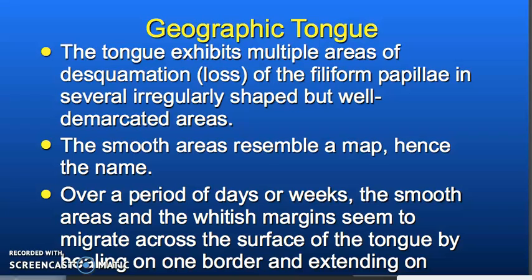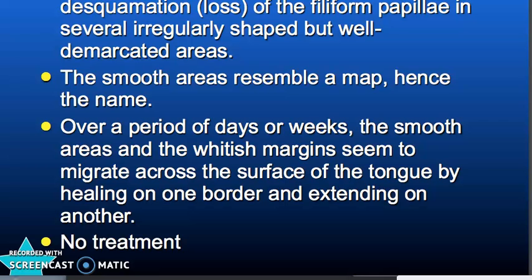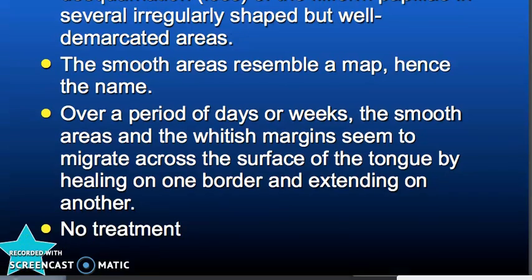This is where the tongue exhibits multiple areas of desquamation, or loss of the filiform papilla, in different areas. We have smooth areas, and it changes over a period of days or weeks. So it kind of resembles a map. That's why they call it geographic tongue. It may look different day to day, or maybe in a week it will look different. It kind of moves around. It has white margins, seems to migrate. It is not a problem, and it needs no treatment.